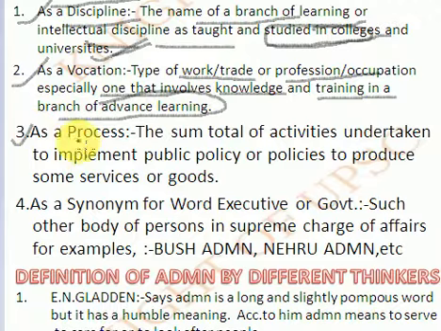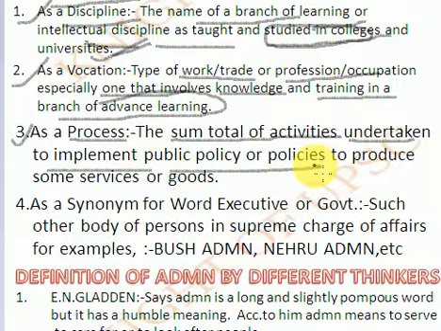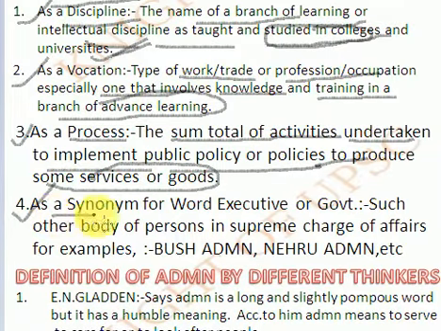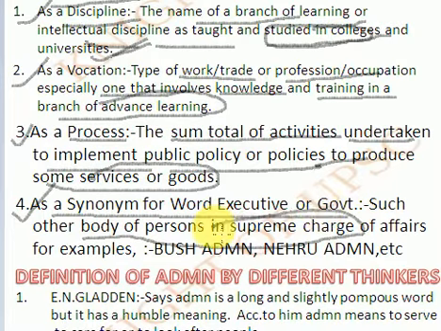Third one, as a process: the sum total of activities undertaken to implement public policies or to produce some services or goods. Fourth one, as a synonym for the word executive or government, or such other body of persons in supreme charge. If a person is in supreme charge, it is also called his administration, like the Bush administration, the Nehru administration, and at this time in 2020 the Modi administration.